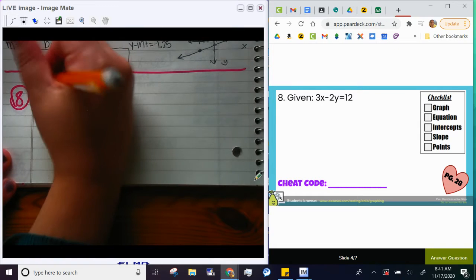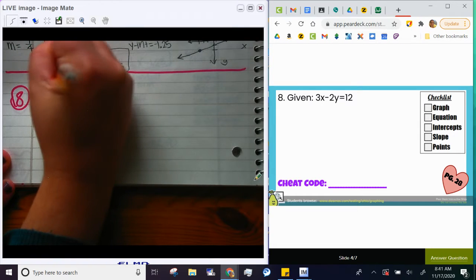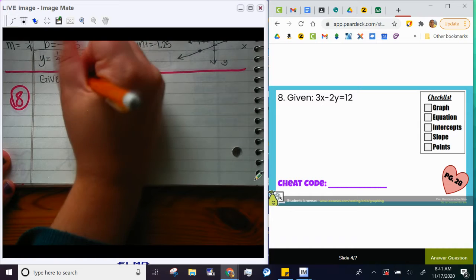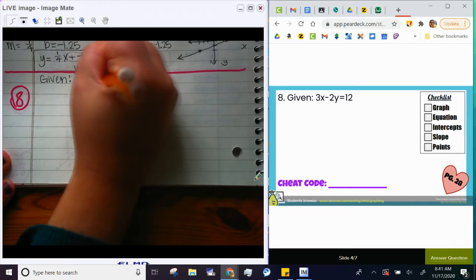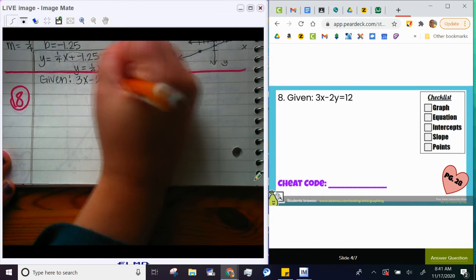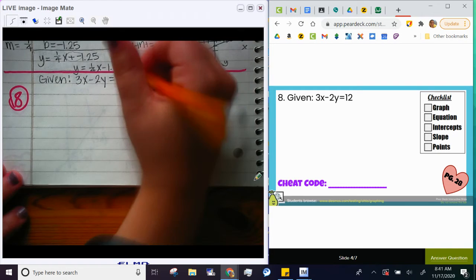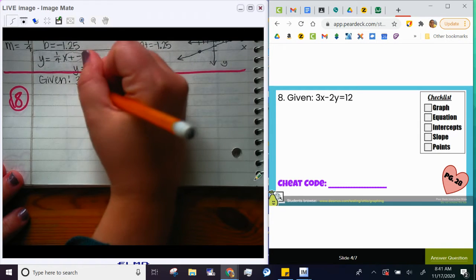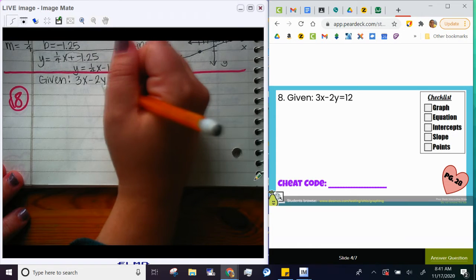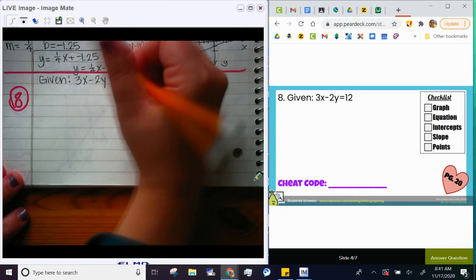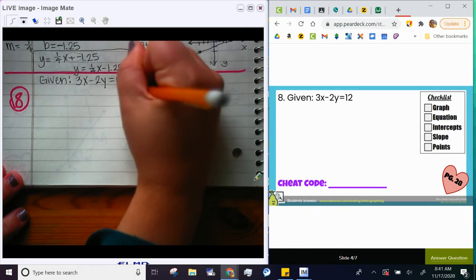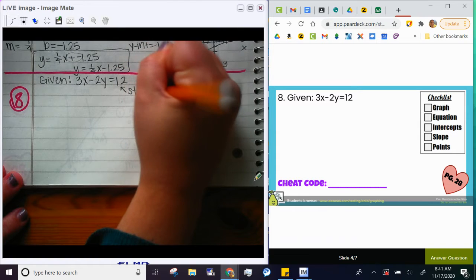Okay, so for number 8, we are given the equation 3x minus 2y equals 12. And this one actually looks different than all the other equations we've been given. Normally we get something in the form of y equals mx plus b. This time it's not. It's a number times x plus or minus a number times y equals another number, a constant. So we call this the standard form equation.